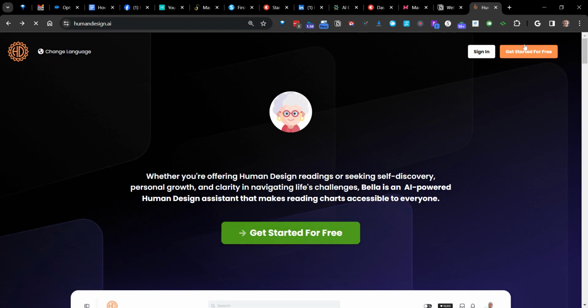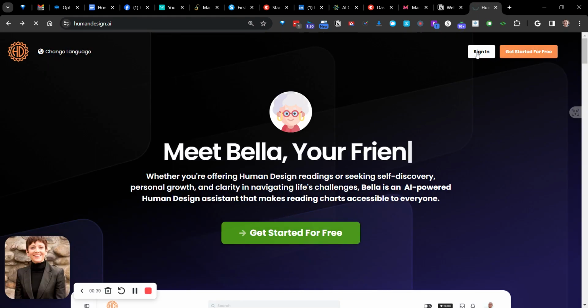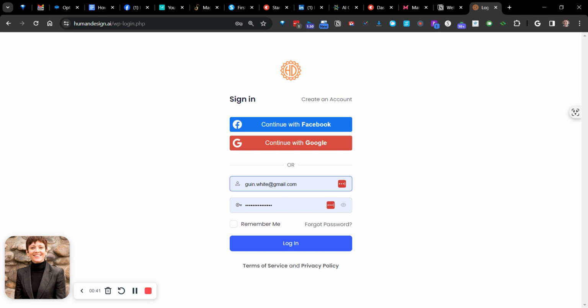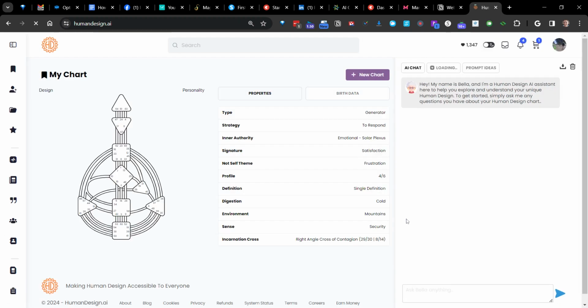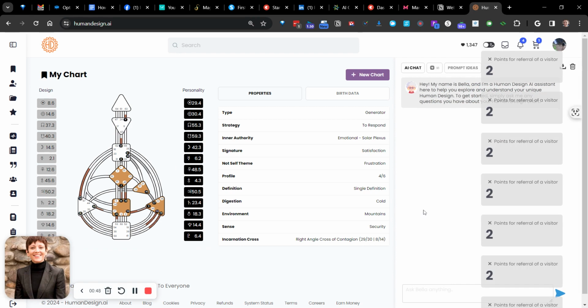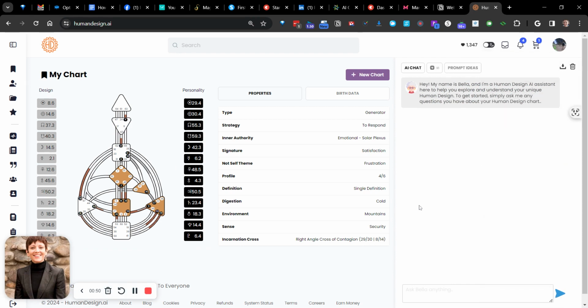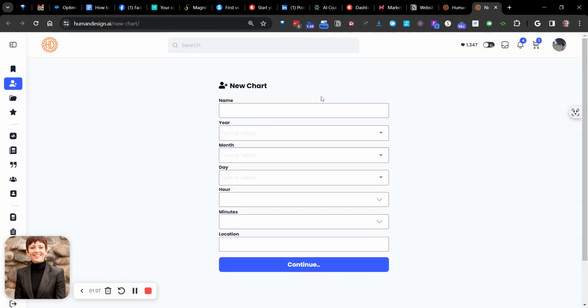Once you get your login details, you'll sign in. And you'll automatically have a chance to input your chart. Now, your chart will be the default when you come to HumanDesign.ai, but first you have to create it. To do that, you'll click New Chart.